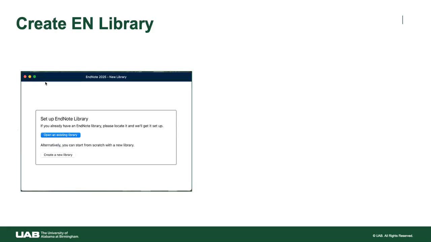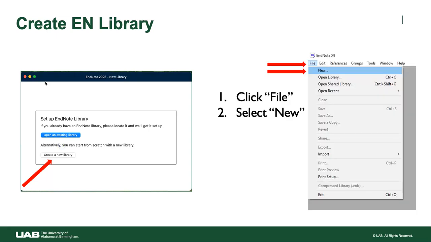To create a library, if it's your first time creating a library, then you may see a box like this on your screen. And if that's the case, then you click the button that says Create a New Library. If you don't see this box on your screen, and if EndNote is active on your computer, then you'll see EndNote in the upper left-hand corner of your screen. And either underneath EndNote or perhaps to the right of EndNote, you'll see something that says File. If you click File, a drop-down menu will appear, and you'll see something that says New. You'll need to click File and select New to create your EndNote library.